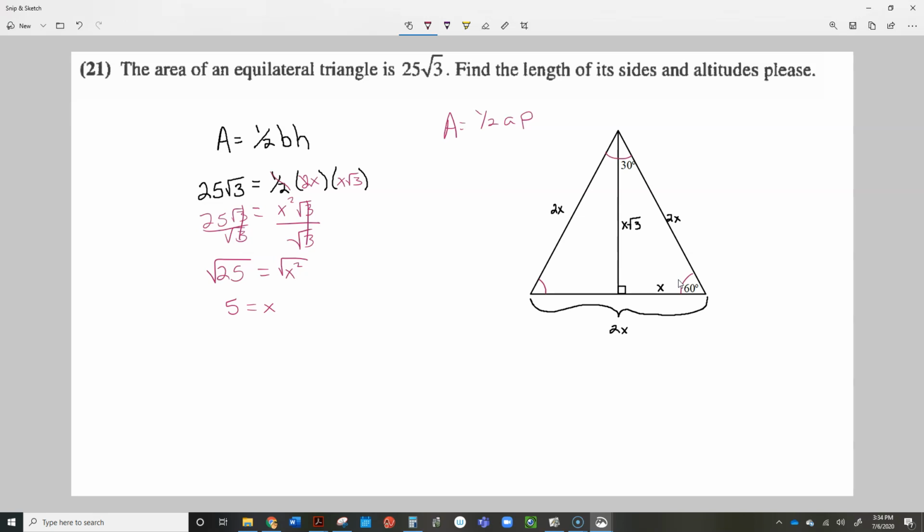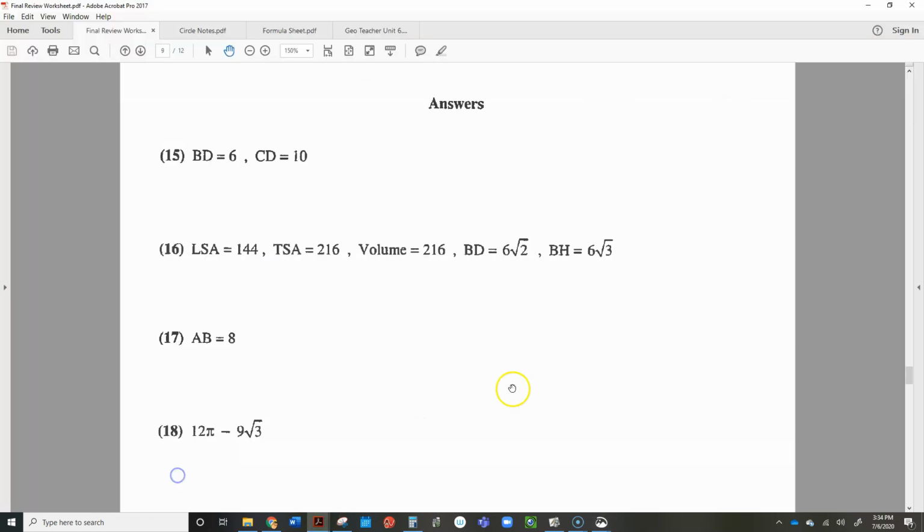So find the length of its sides. So the length of the sides are 10, and the altitude, and any other altitude, we can draw the other altitudes as well. They'll all have the same length. They are going to be 5 square roots of 3. Okay, that's number 21. We can run and check it real quick.